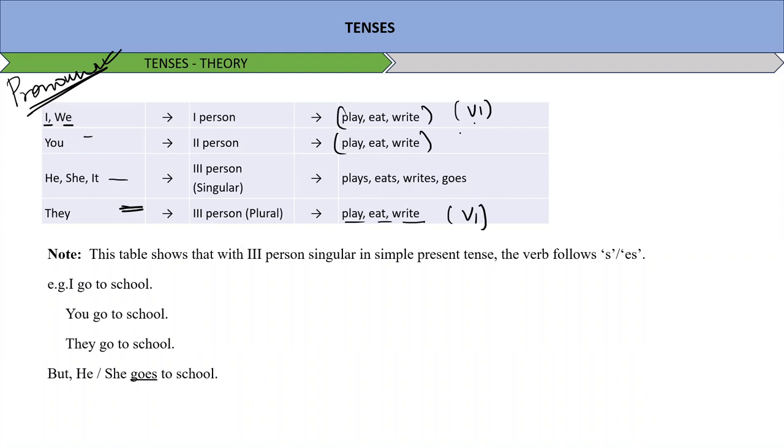Remember this, okay? Note, this table shows that for third person singular in present tense, the verb follows s or es. I go to school, V1. You go to school, they go to school, he goes to school or she goes to school. So remember this, it's a rule, right? It's a specified rule which you must follow.